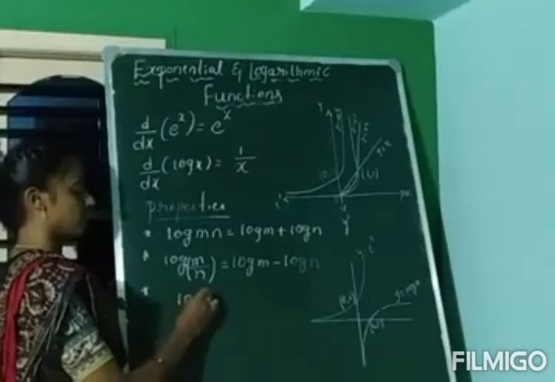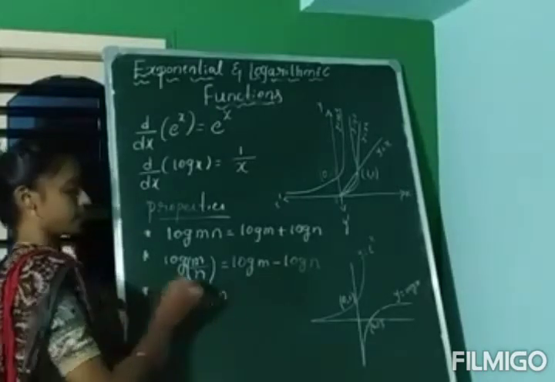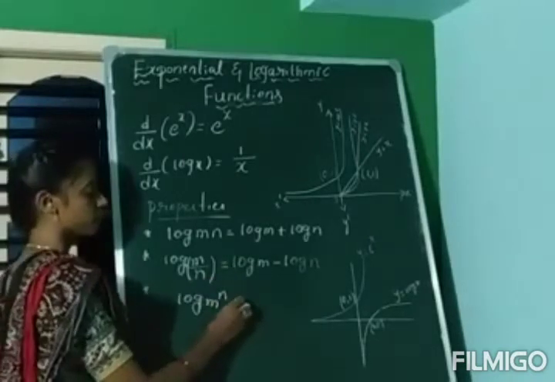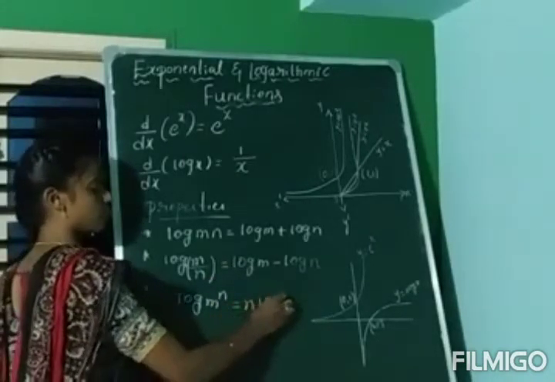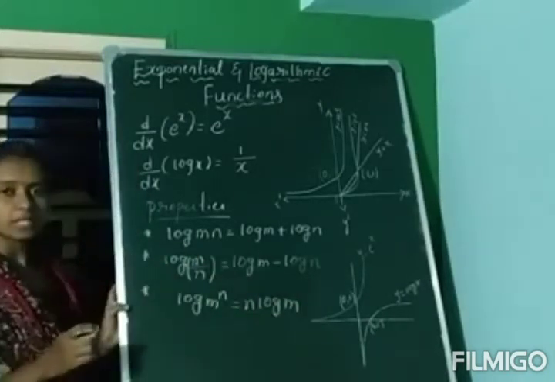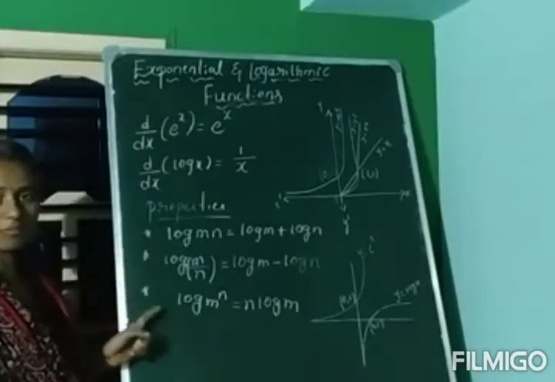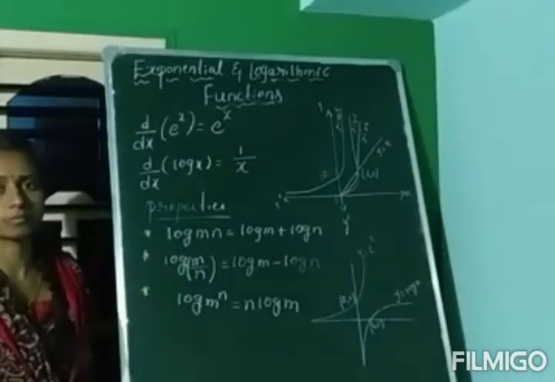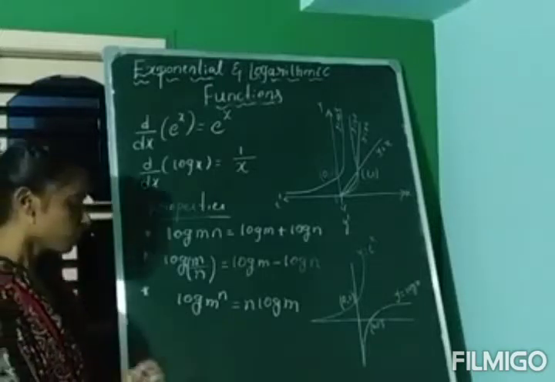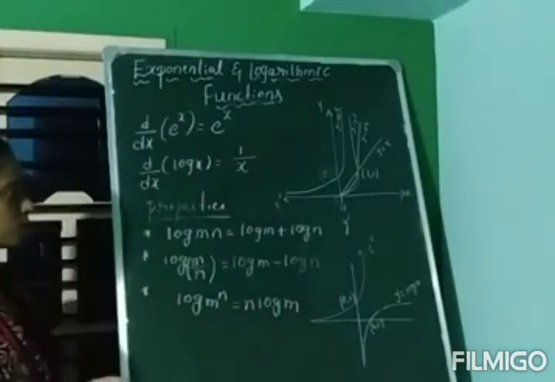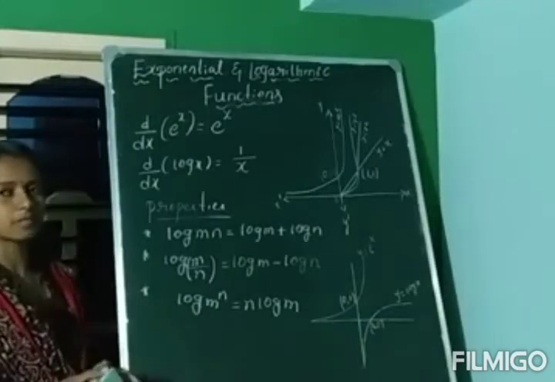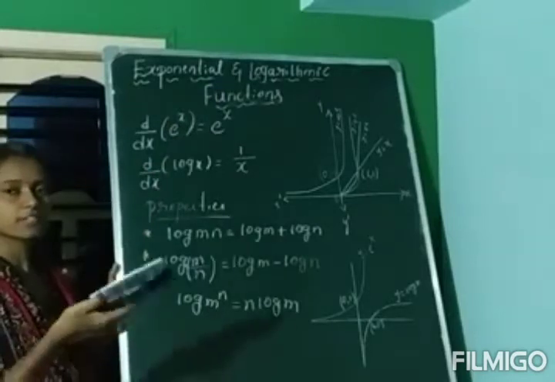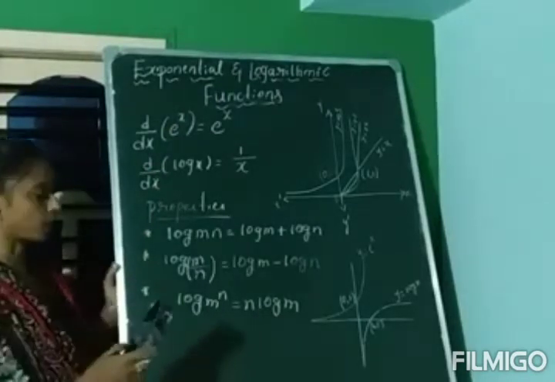And the third is log of m power n. One function raised to a power. You can write this as n log m. These 3 are the properties of logarithmic functions, and we'll make use of these properties while solving the problems. Is it clear? So now, we'll solve some simple examples based on exponential and logarithmic functions. Then we'll go with the exercise problems.